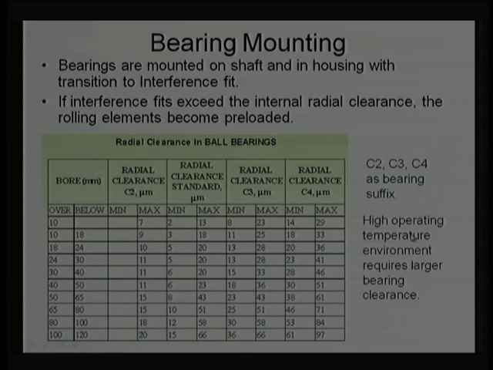What is the bearing number? We say the 6214, with suffix C3, or suffix C2, or suffix C4. If there is no suffix, then it is a standard clearance. So, what we said: a high operating temperature environment requires a larger bearing clearance. That's clear, because of the expansion; we need to account for that, and clearance will reduce with operating temperature. So, we need to account for those.